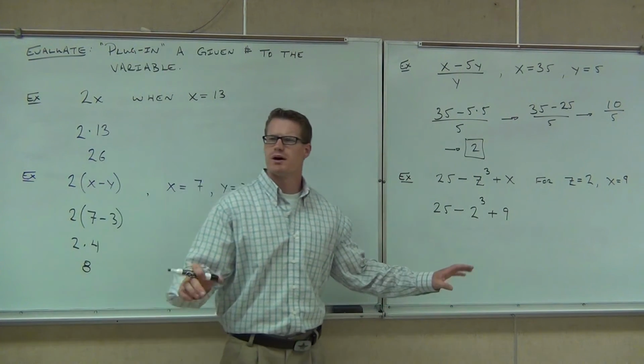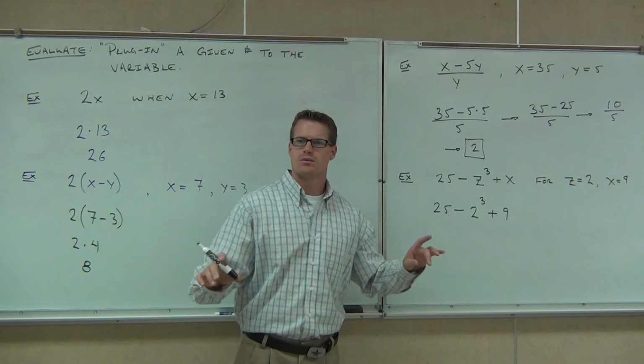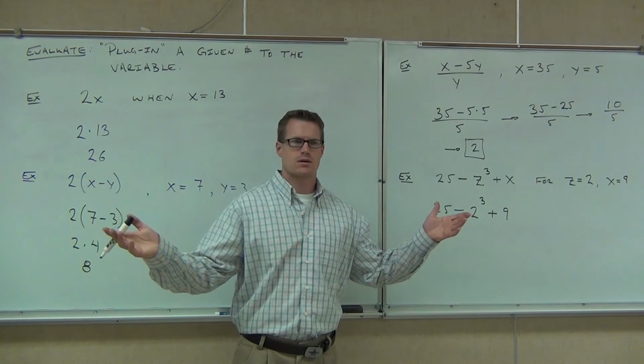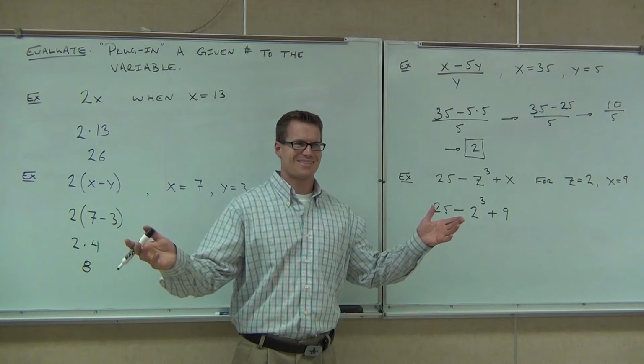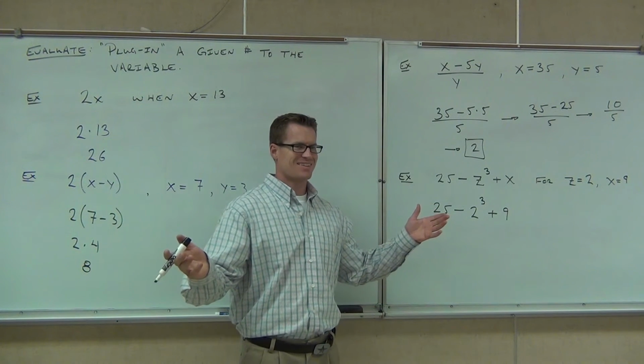How much is 2 cubed, by the way? 8. Why? Because 2 times 2 is 4, times 2 again will be 8.